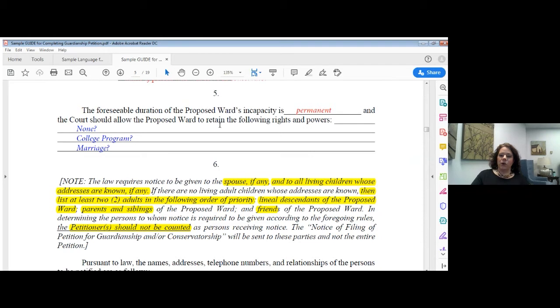But otherwise, it's going to be permanent, and it's going to remain in place until an order to the contrary is entered by the court. So we just put permanent in that blank, and then the court should allow the proposed ward to retain the following rights and powers. So it might be none.